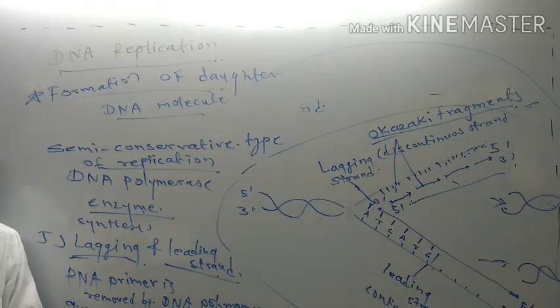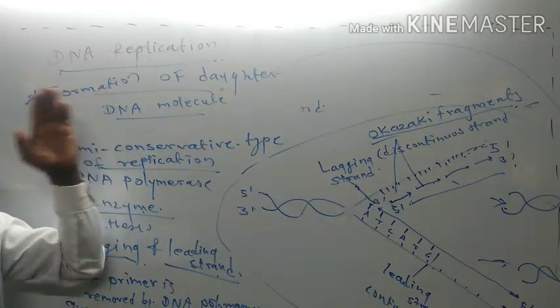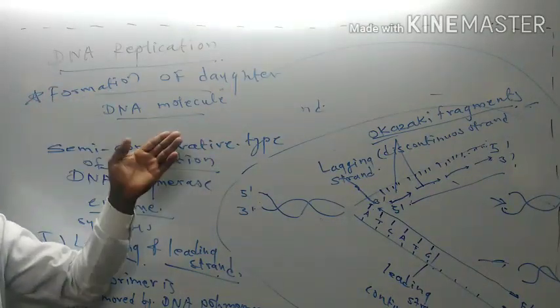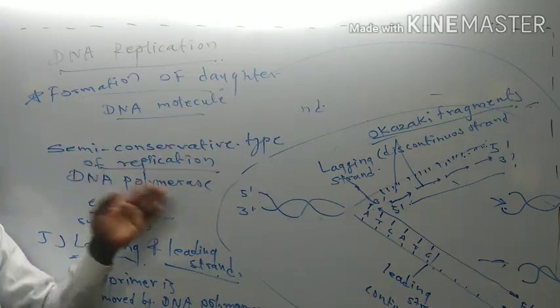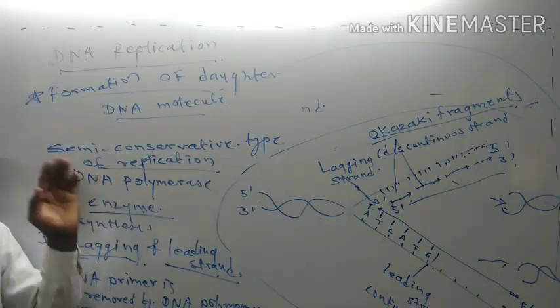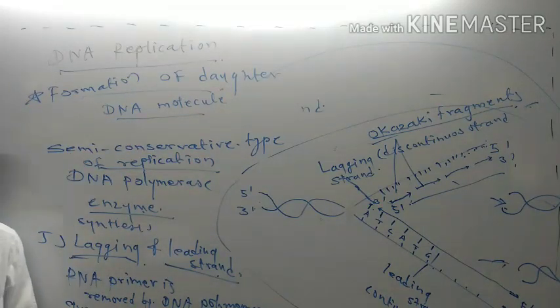Semi-conservative type of replication. So we have seen the replication here. In the next period, we will see how Meselson and Stahl experimentally proved that there is a semi-conservative type of replication.